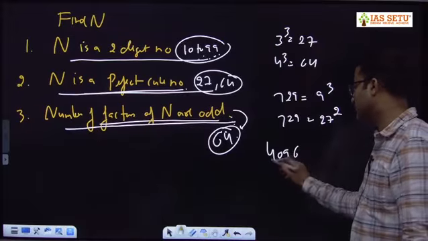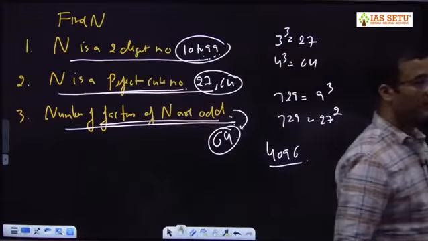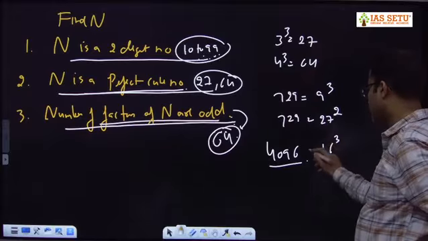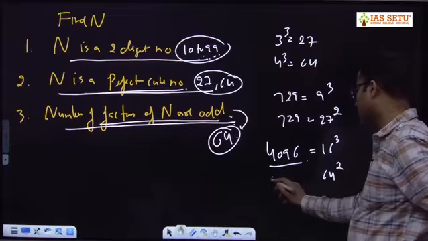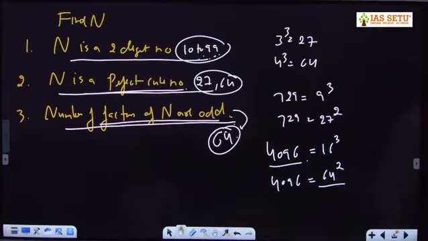4096 is the only 4-digit number which is a perfect square as well as a perfect cube number. It is 16 cube. ये 16 का तो क्यूब है, 64 का स्क्वायर है एक्चुअली. 4096: 16 cube, 64 square.